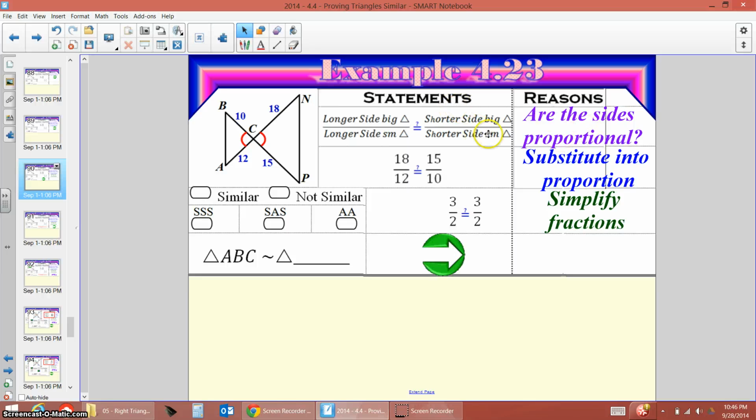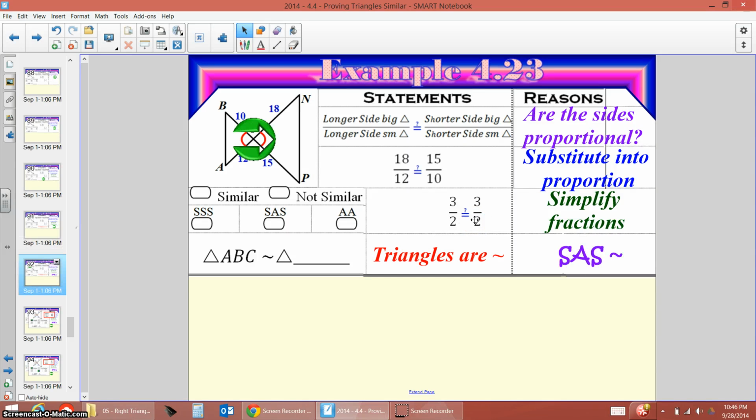Okay, now, so we look here. I filled in some of the answers. Are the sides proportional? You got to make sure you line up 12 is bigger than 10, right? 18 is bigger than 15. So I have to compare 12 to 18 because it's the longer sides of each piece. And then 10 and 15 match up because they're shorter on each of their respective triangles. And when I reduce down these fractions, I see that 3/2 equals 3/2. And that means that the triangles are similar due to side angle side similarity.